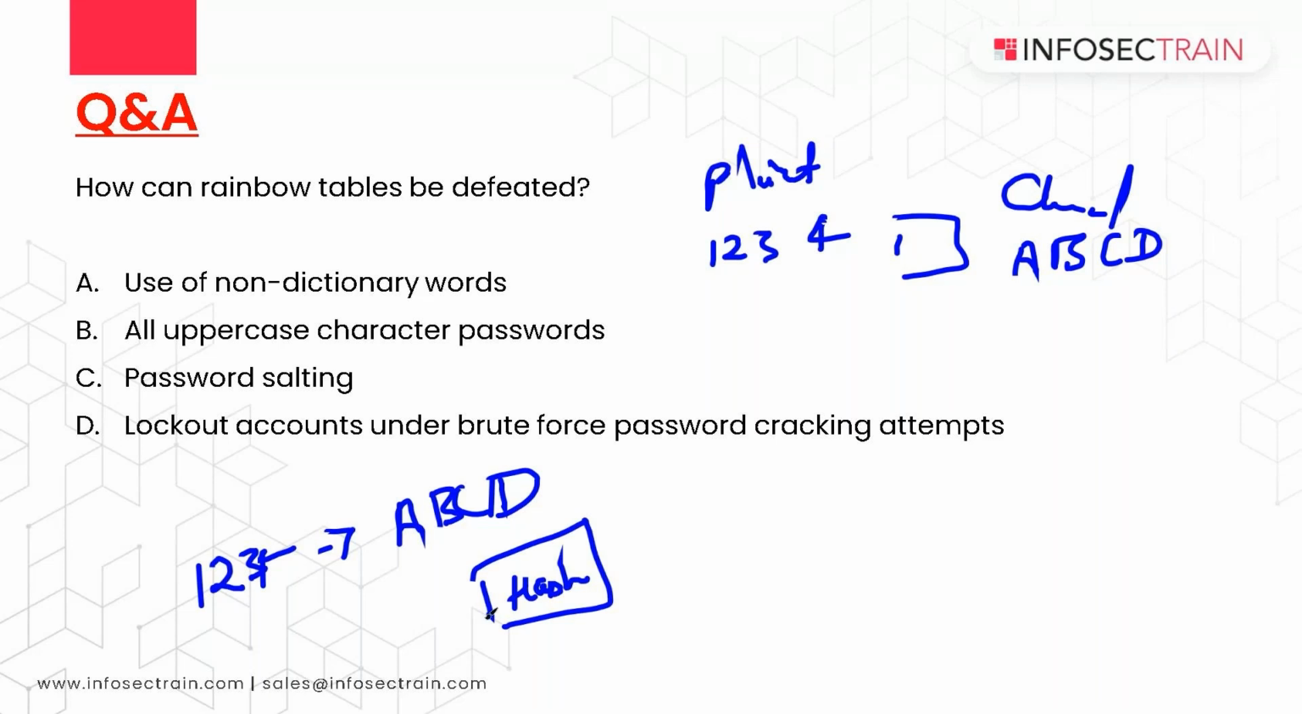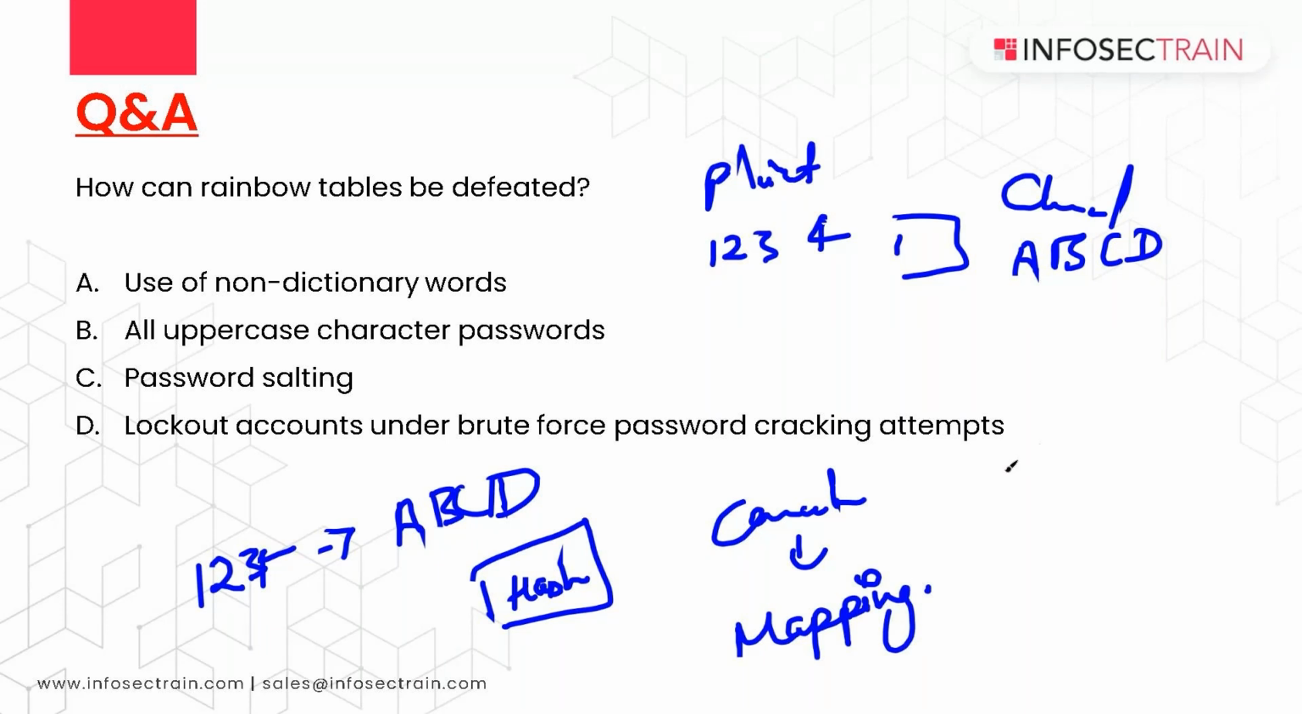Right, they are getting stored in the hash format. So over here, the attacker will be stealing our hash, and after that they will be trying to map it out. Over here we are not actually cracking the hash. What we are doing is mapping the hash with the help of rainbow tables.